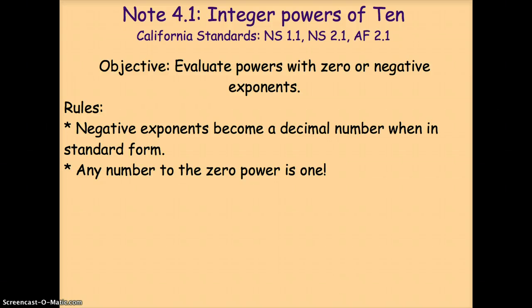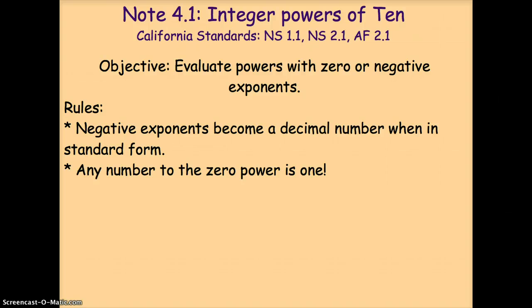This is a pretty easy lesson. We are working with negative exponents and zero. We have a couple rules to keep in mind. First of all, negative exponents become a decimal number when in standard form. So whenever you see that negative exponent, it does not mean that your answer is negative. It actually means it's going to be a decimal.